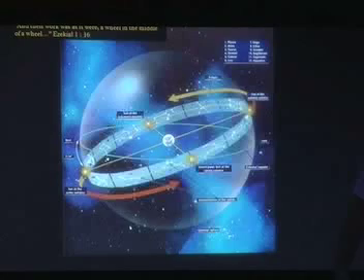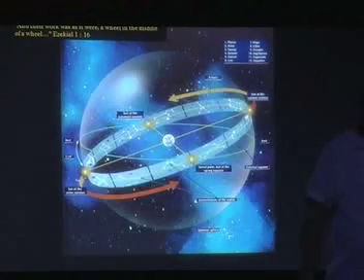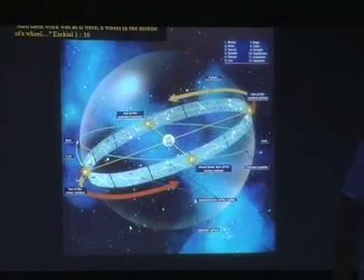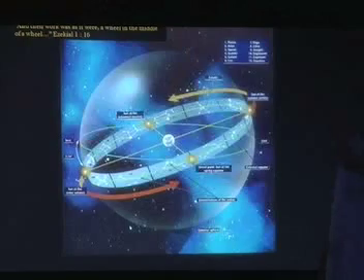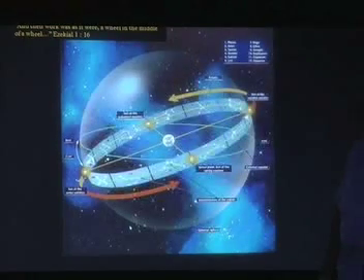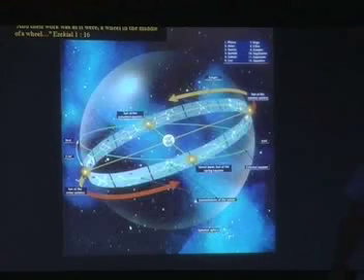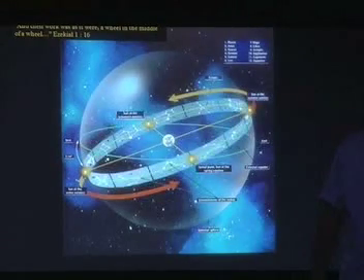It doesn't mean that on that day the world is going to come to an end. But it does mean that to the ancient people who were intimately tracking this motion, that would be a significant day.